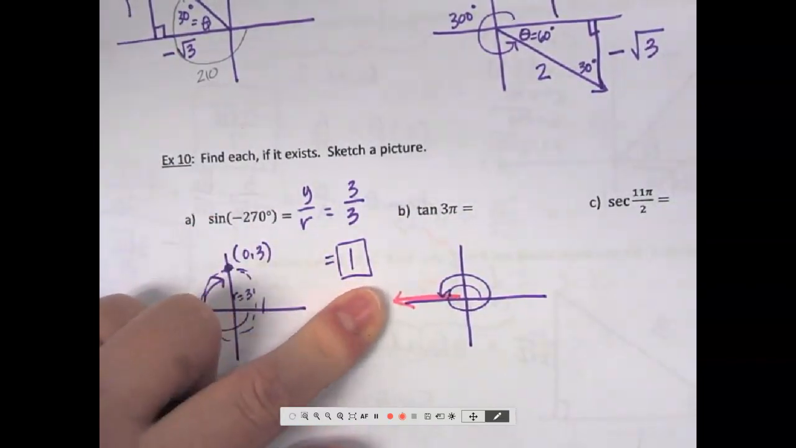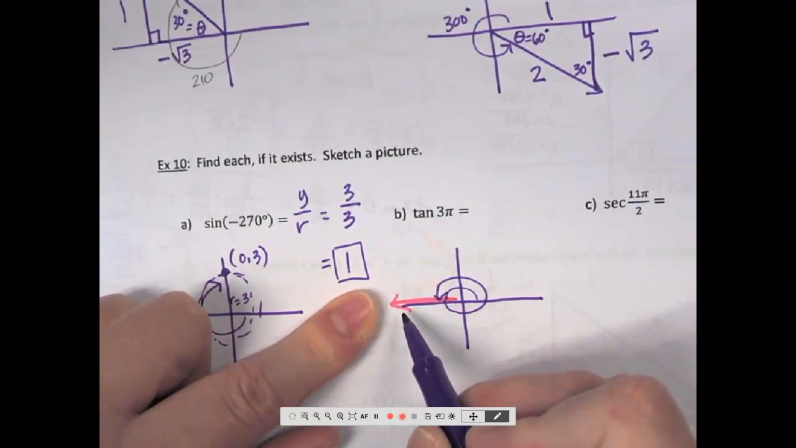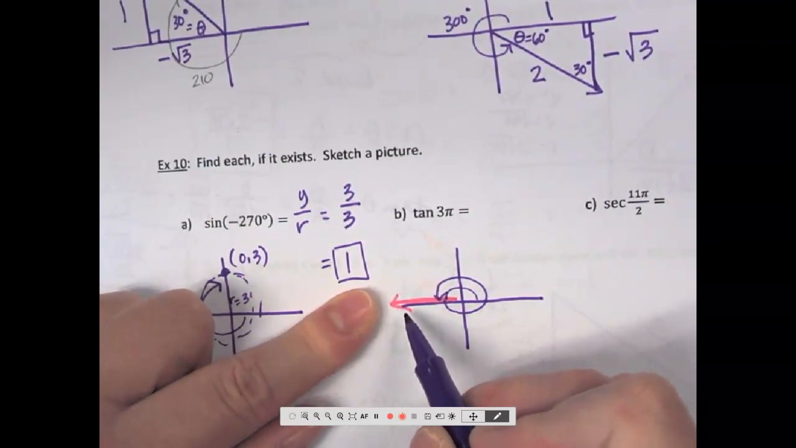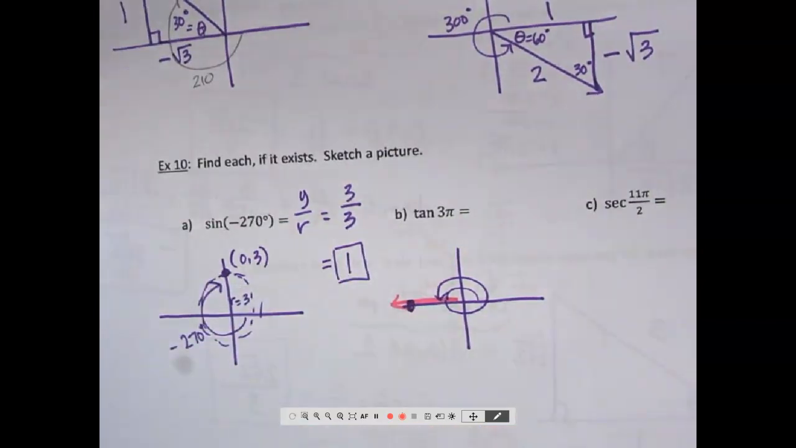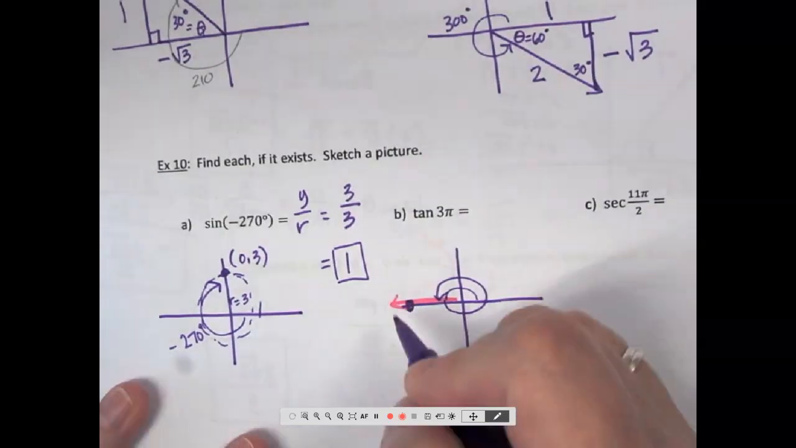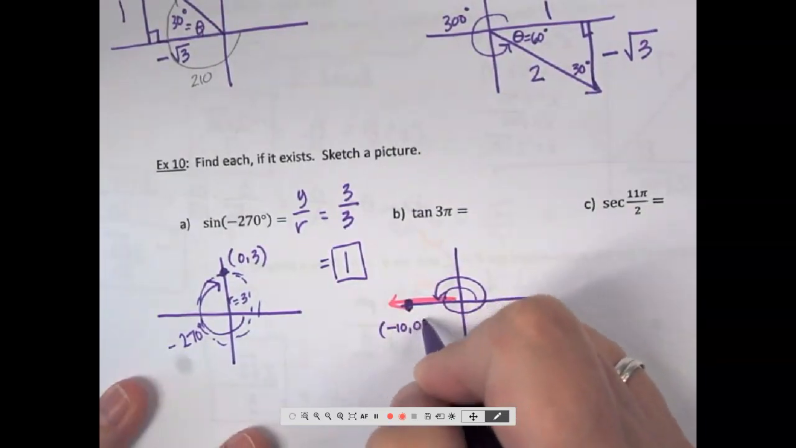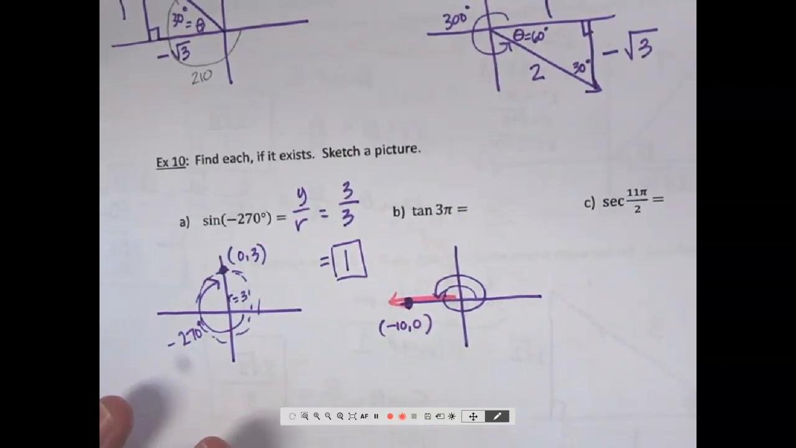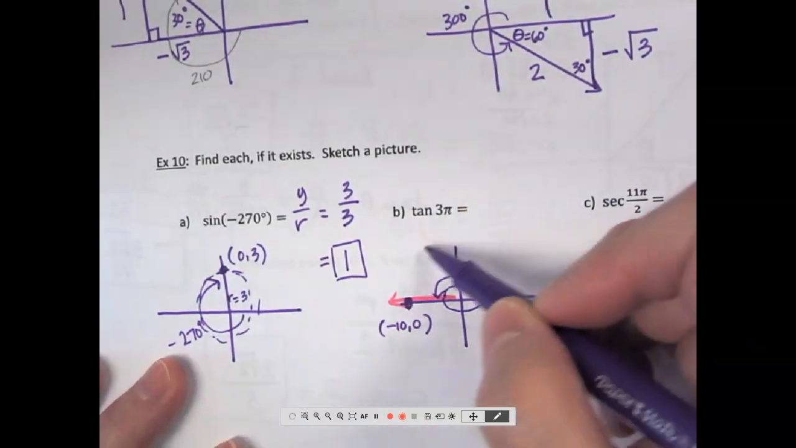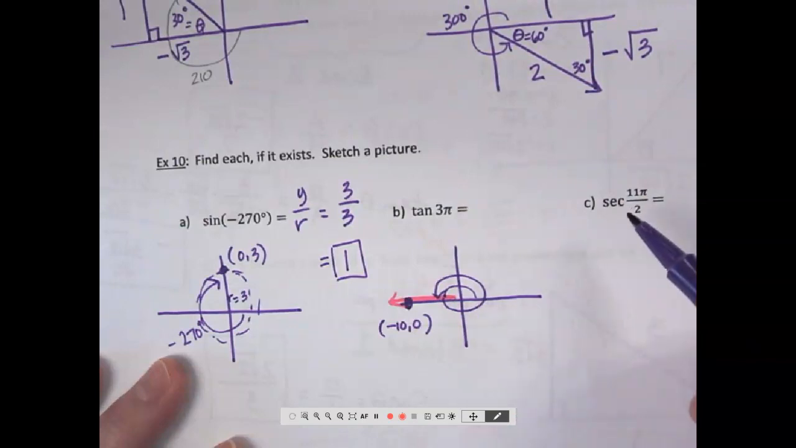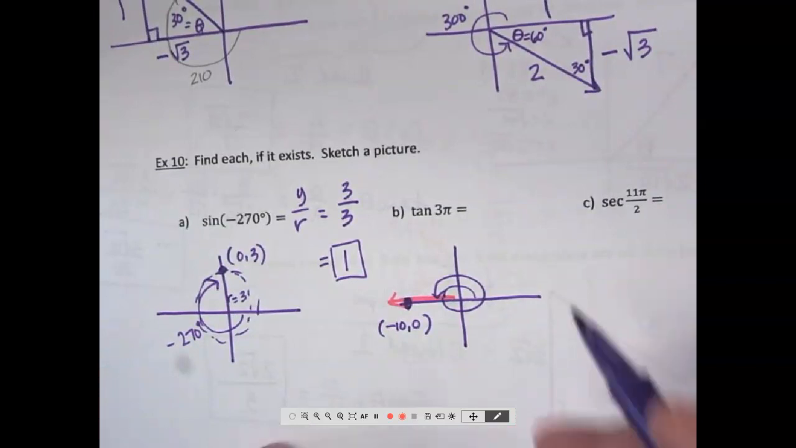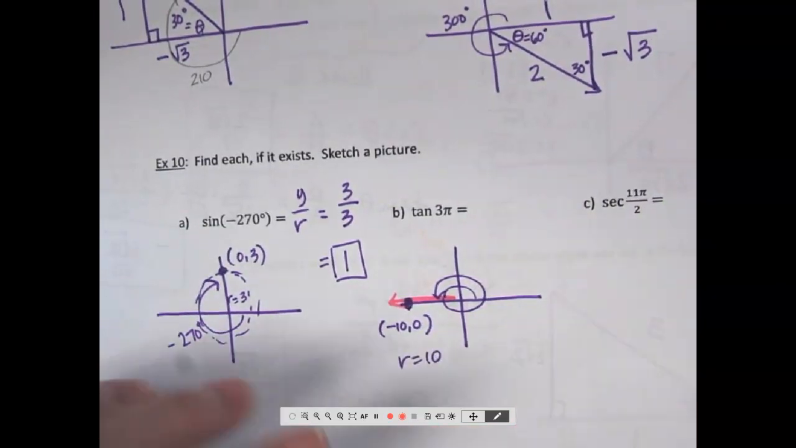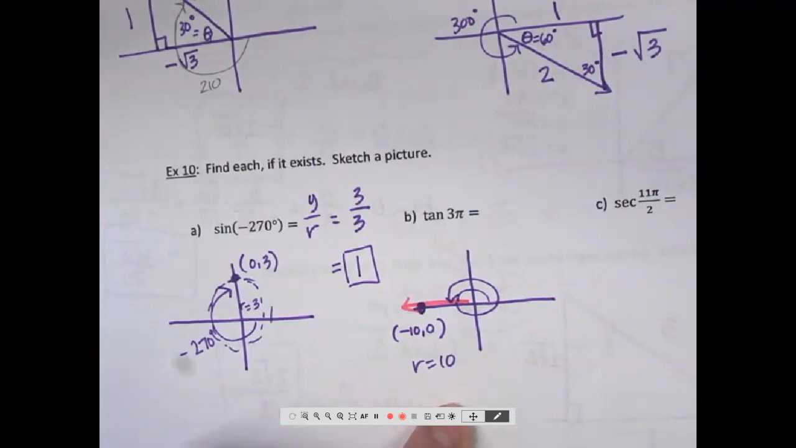Okay, so again, I can't draw a right triangle with the x-axis. I'm on the x-axis. So again, we're going to do the same thing. We're going to pick a point out there. Any point you want. I'm going to use negative 10, 0. If I drew a circle through that point, what would the radius be? 10. Even though this point is left, the radius of a circle would be just positive 10. So there's my x, y, and r value.